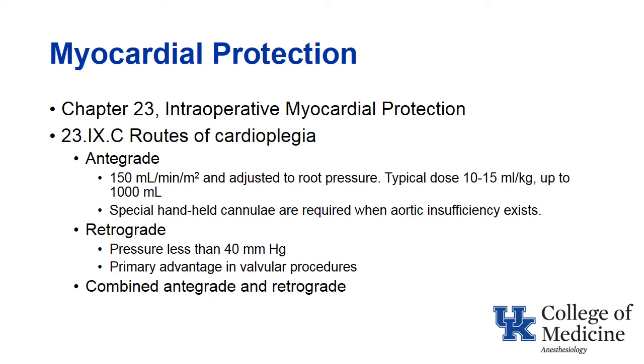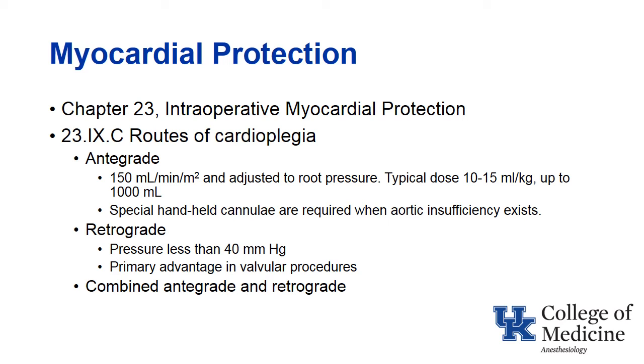In addition, when the aortic root is open and the coronary ostia are visible, the surgeon can use special handheld cannulae to deliver cardioplegia to each coronary artery in turn, so that antegrade cardioplegia can be effectively delivered in the case of aortic insufficiency.